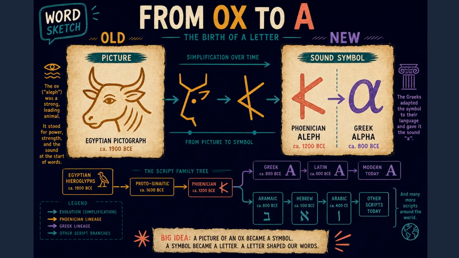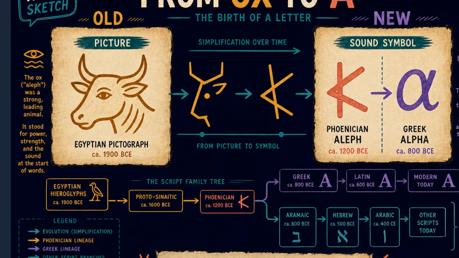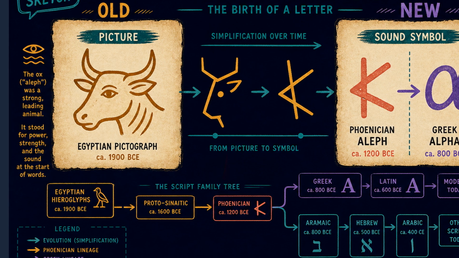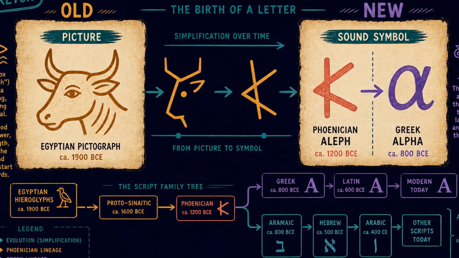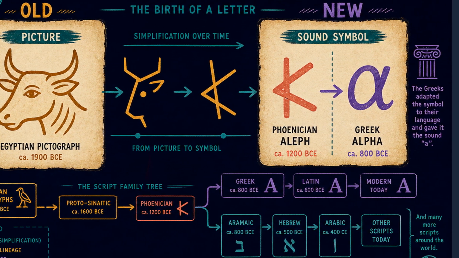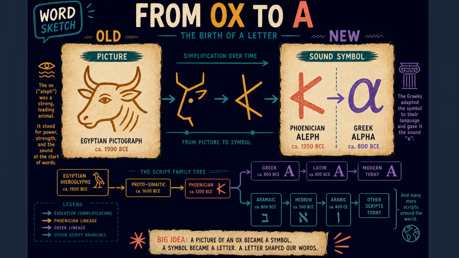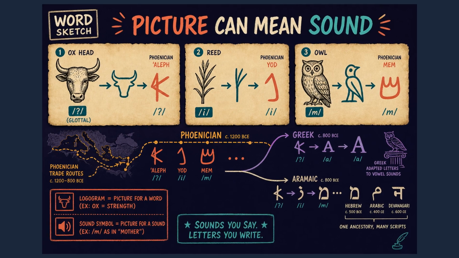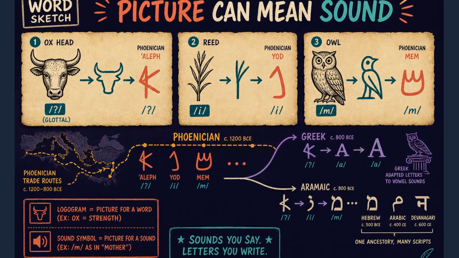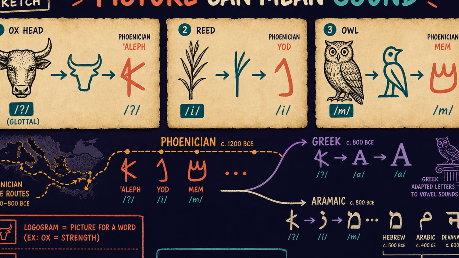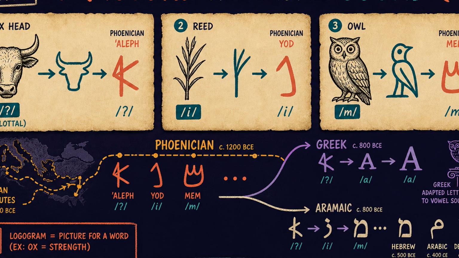Writing can record whole ideas with pictures, or it can record sounds with symbols. The alphabet chose the second path, but it got there by shrinking pictures until only a hint of the original drawing remained. Egyptian hieroglyphs mixed logograms, whole word pictures, with symbols for individual sounds.